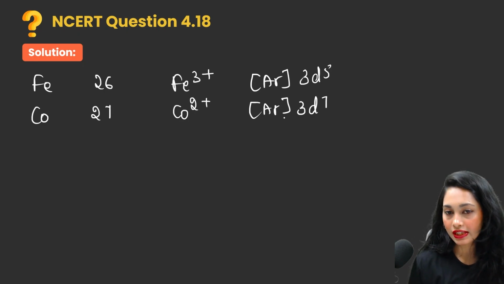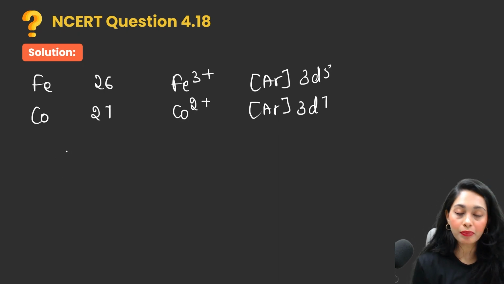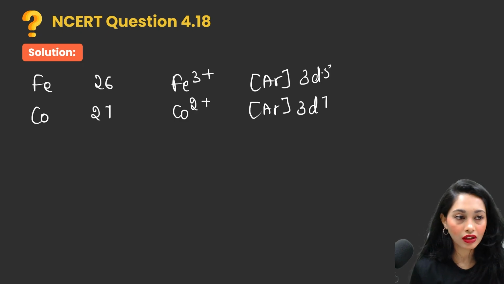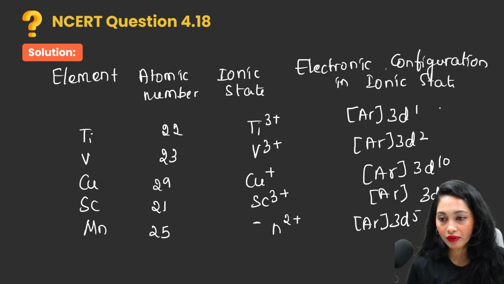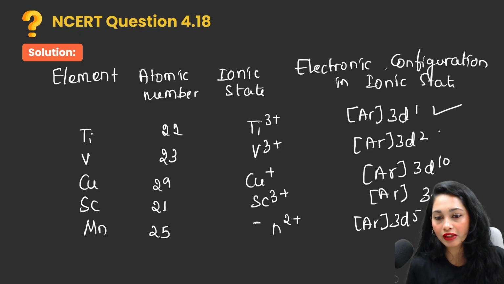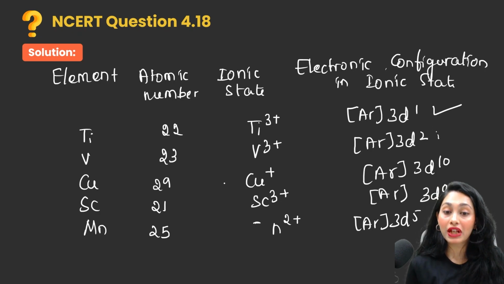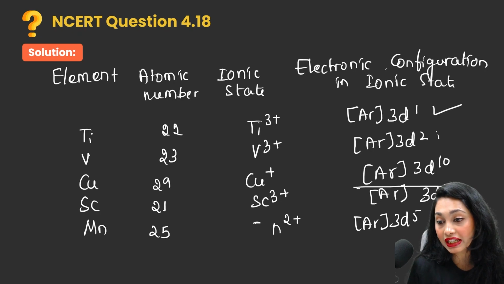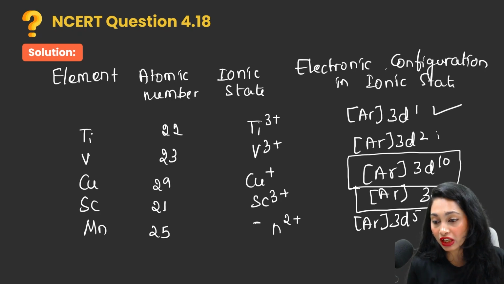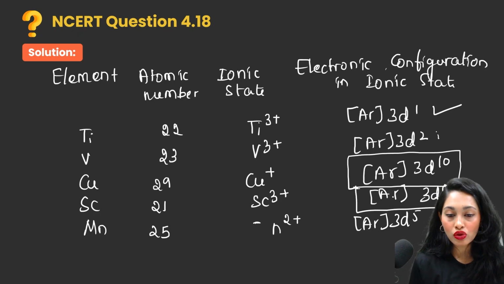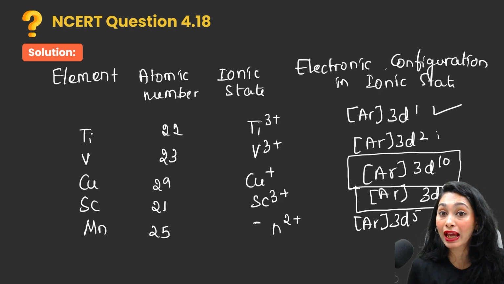If we take a look at this, which are incompletely filled? That is Fe3 plus incompletely filled, cobalt 2 plus incompletely filled, and we have titanium 3 plus incompletely filled, vanadium 3 plus, yes, incompletely filled, and copper plus, it is completely filled. The d orbital is completely filled. So is scandium. It is colorless because here also, scandium 3 plus, the d orbital is empty.